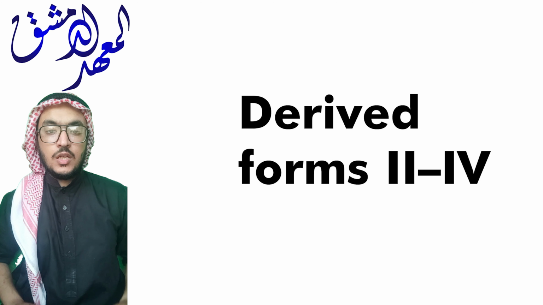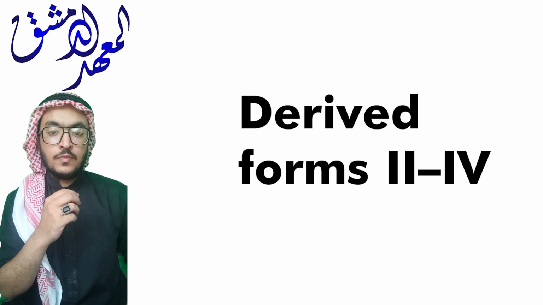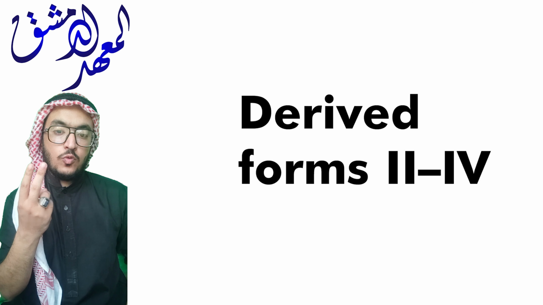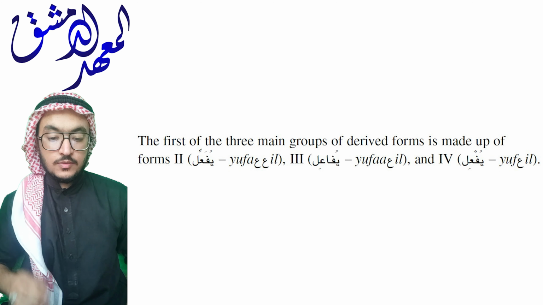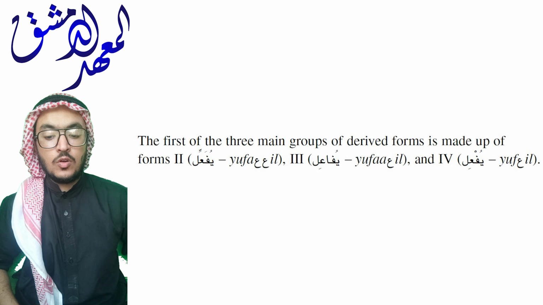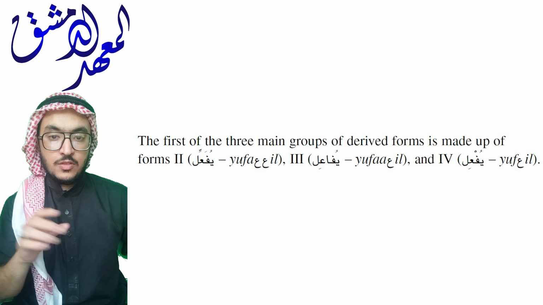So now we'll take the derived forms 2 to 4. ثاني, ثانية to أربع, 2 to 4. اثنين to أربع, إلى أربع. The first of the 3 main groups of derived forms is made of the forms yufa'il, يفاعل, and يفعل. So here are some characteristics.